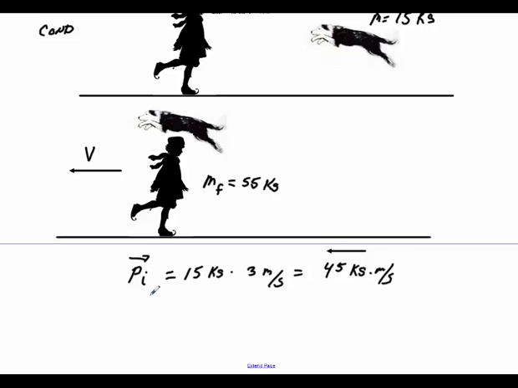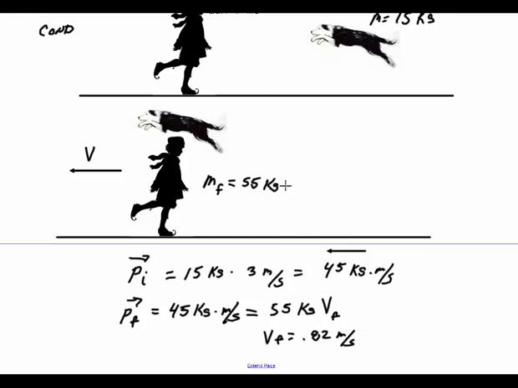Pi final, the momentum final, must also equal 45 kilograms times meters per second. We set that equal to the total mass, which is now 55 kilograms, times final velocity. And all we have to do is solve for final velocity, and final velocity will be 0.82 meters per second, going in the same direction, off to the left, the same direction as what the dog was going.